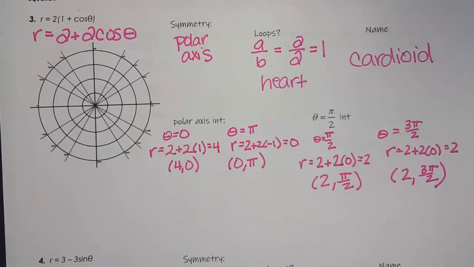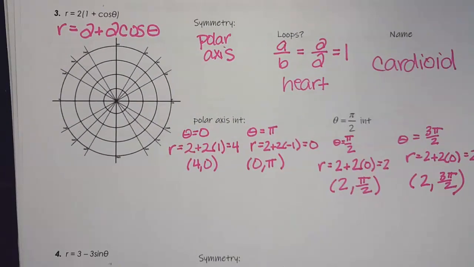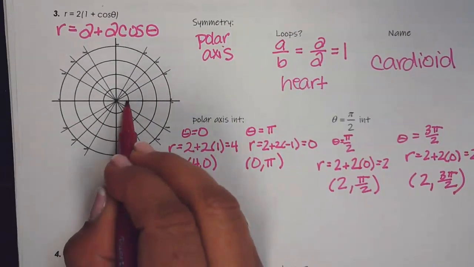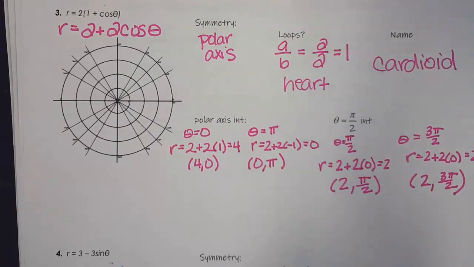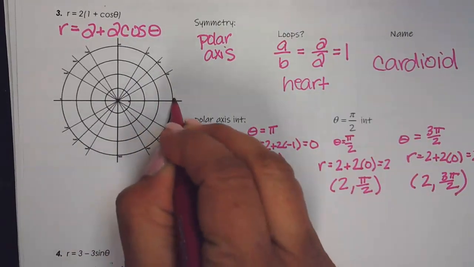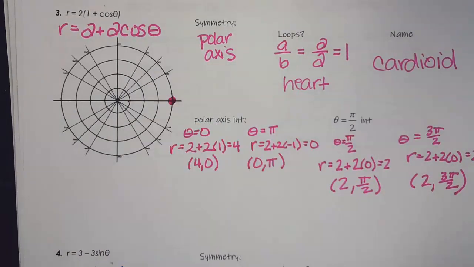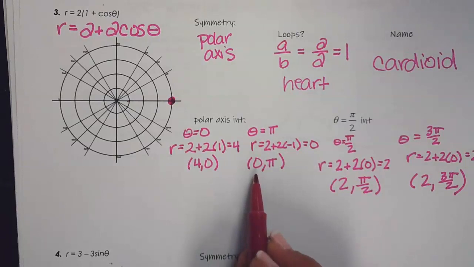So those would be our points. We have 4, 0, and looking at the r values, I can just keep it that normal scale. So I have 4, 0, and 0, pi, which ends up landing where? At the pole.